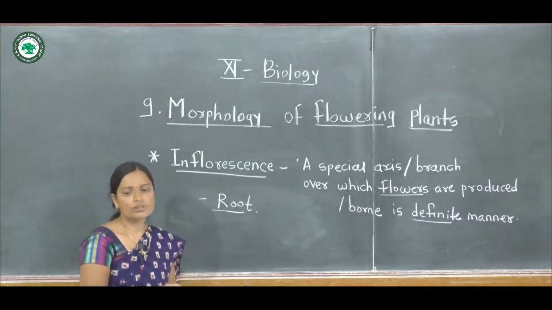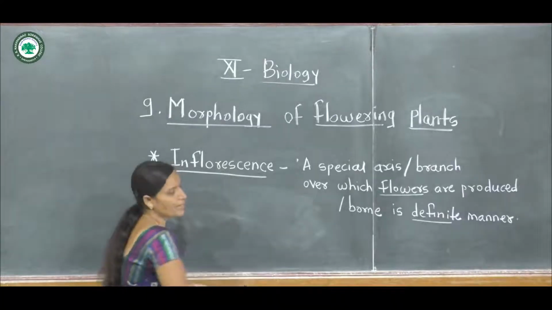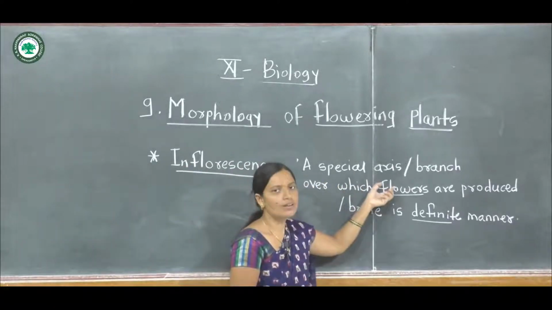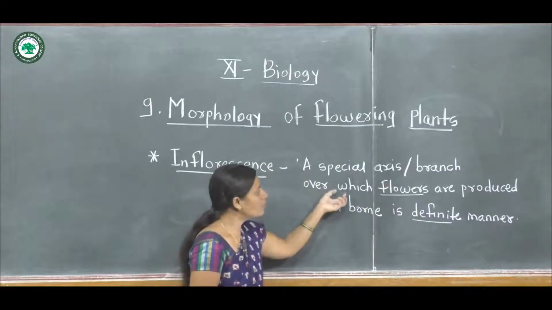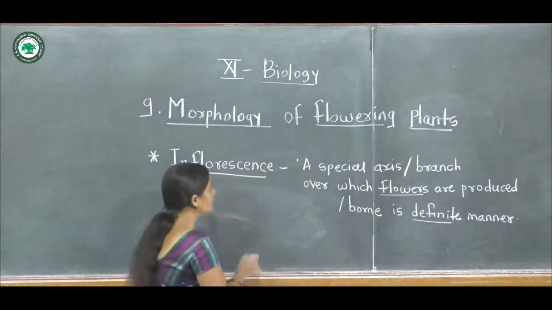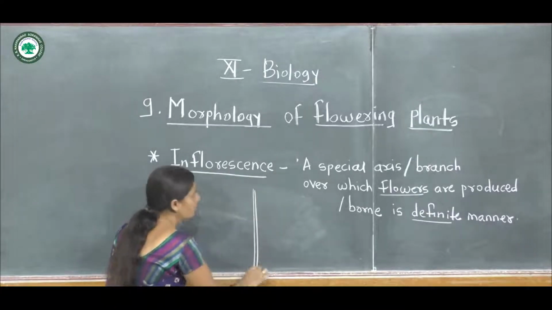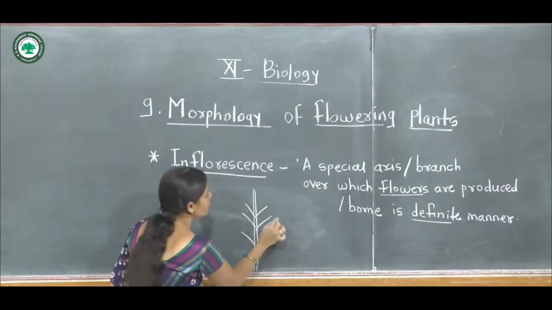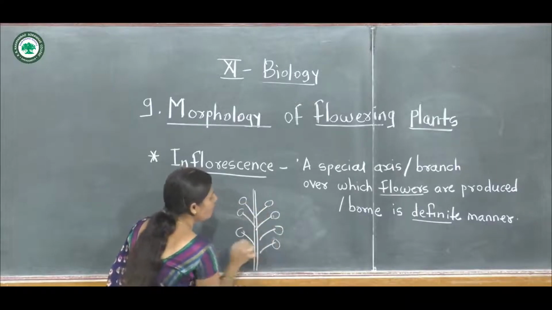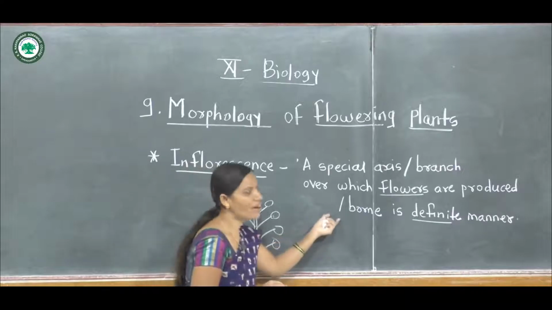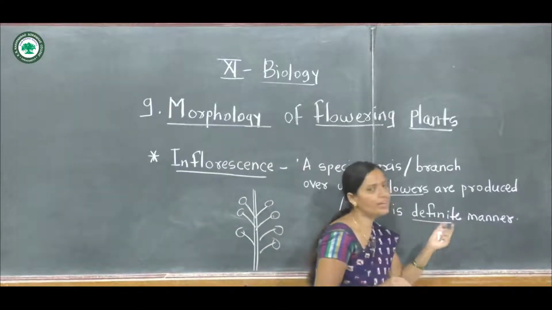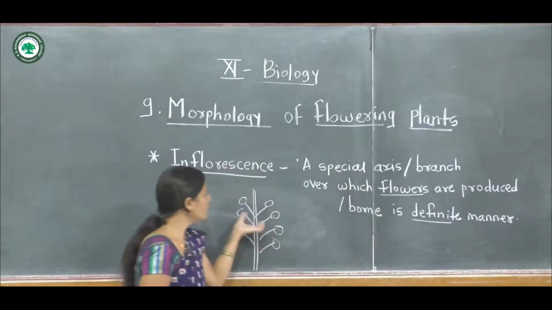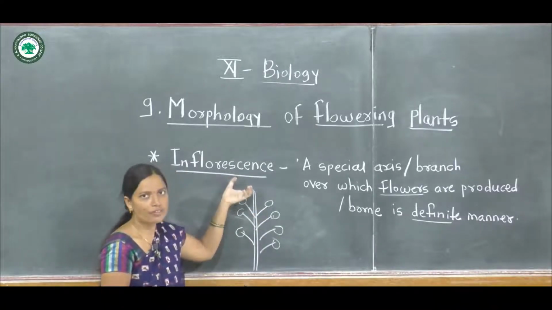Now what is inflorescence? Inflorescence means a special axis or branch over which flowers are produced. Flowers arise on this axis, and the flowers are present in a group and are borne in a definite or particular manner. This arrangement of the flowers depends on the type of inflorescence.